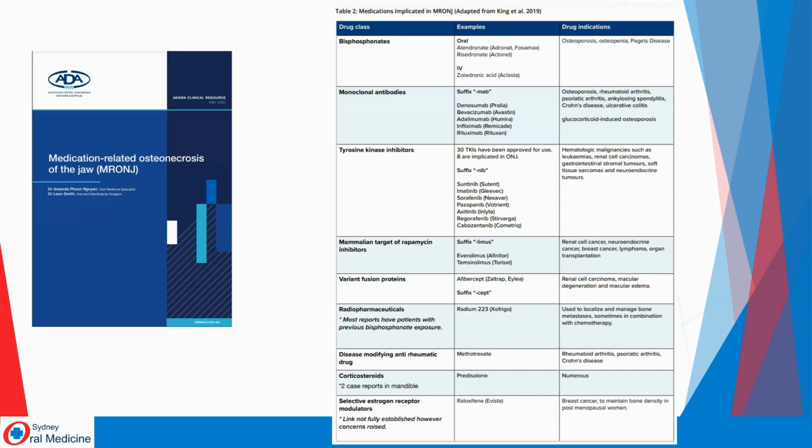So I mentioned previously the bisphosphonate drugs and the denosumabs, the rank ligand inhibitors, but there are other drugs that are implicated in this condition. And this is probably a more comprehensive list with some examples. This is a publication that is available through the Australian Dental Association. I'm more than happy to distribute that if anybody is particularly interested.